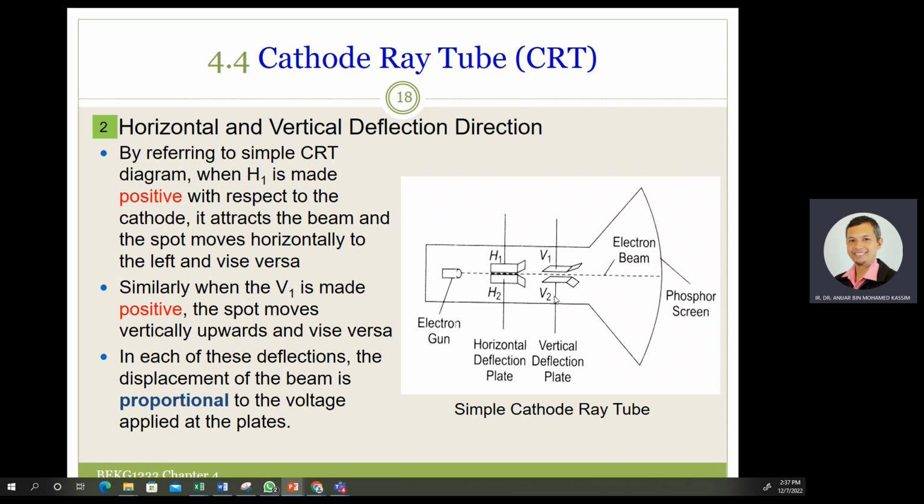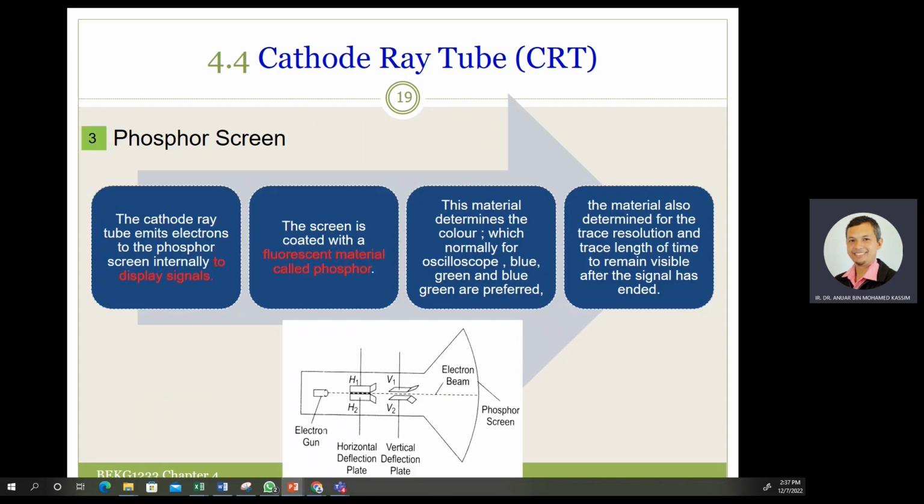If V2 is plus, the electron will be attracted to the positive part and go down. In each of these deflections, the displacement of the beam is proportional to the voltage applied at the plates. If the voltage applied here is stronger, the spot goes further to the top. It depends on the positive voltage given to the plates.